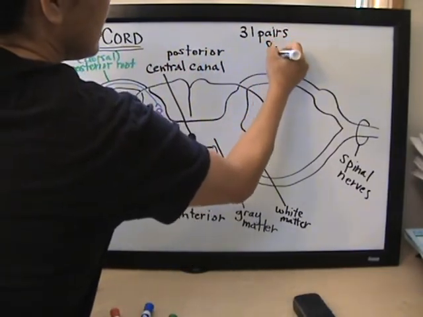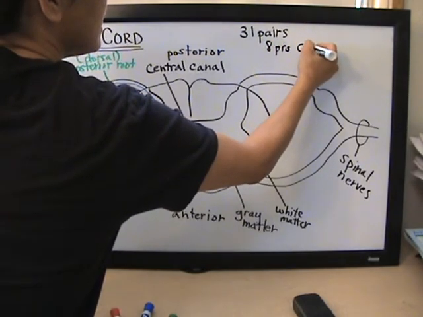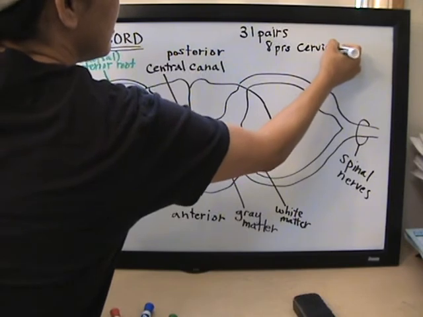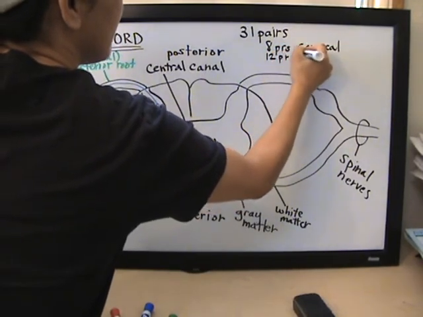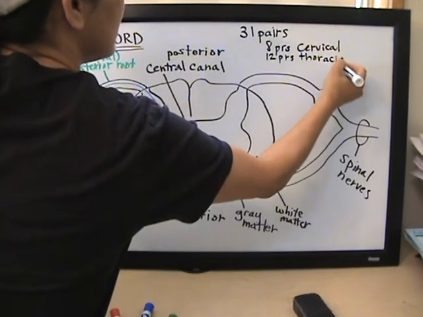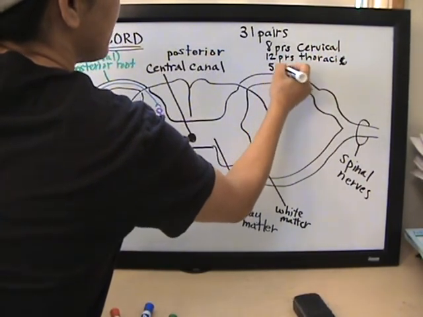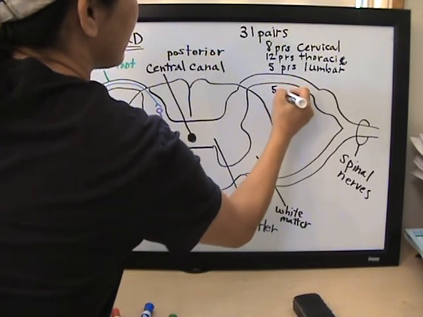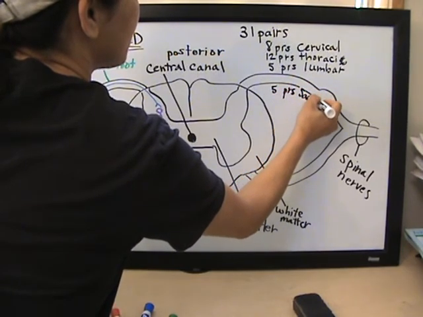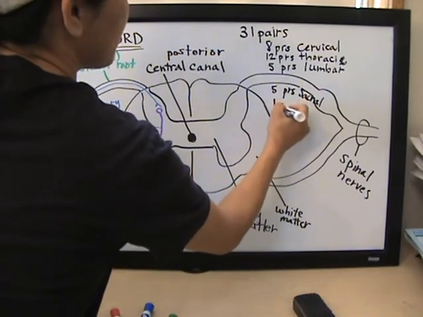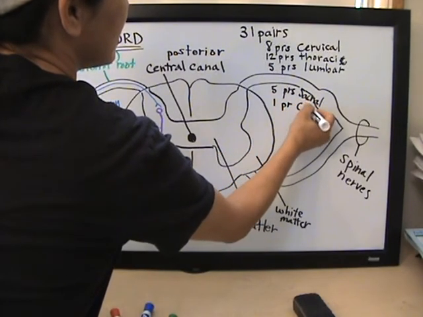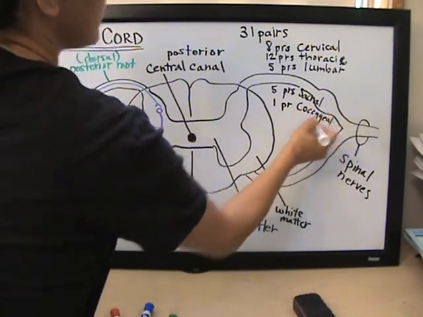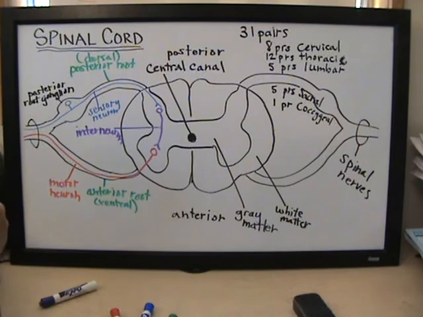There are 8 pairs of cervical spinal nerves. There are 12 pairs of thoracic. There are 5 pairs of lumbar spinal nerves. And there are 5 pairs of sacral spinal nerves. And there's 1 pair of coccygeal spinal nerve. All right, so hopefully that adds up to 31. I hope I didn't forget anything, and I hope that was helpful.